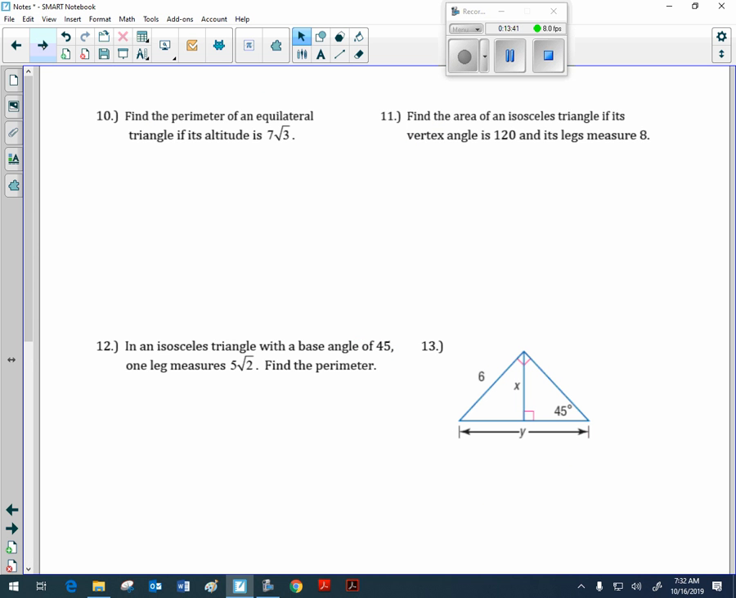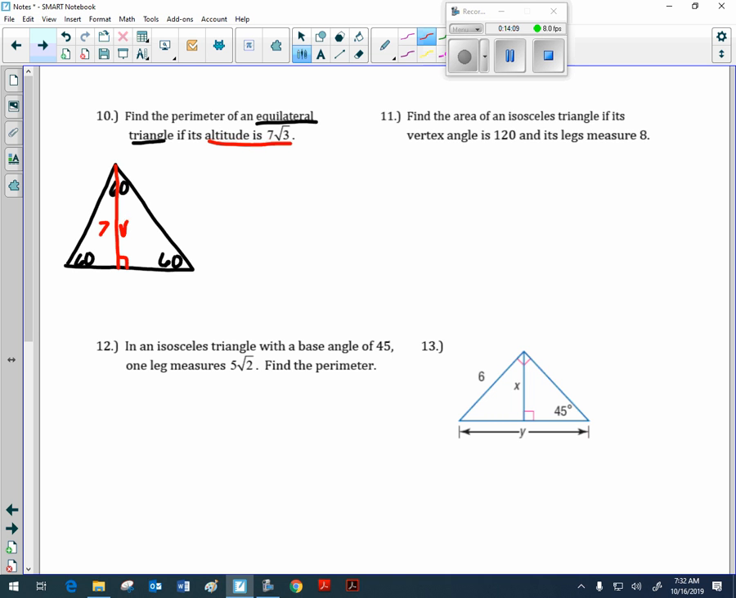When we flip over to question number 10, they're giving us some information. They're telling us that our triangle here is equilateral. We've talked about that. That means we know that all 3 sides are the same, but it also means that we know that all of these angles that are in here are 60. They are telling me that there's an altitude in the triangle. An altitude goes from one vertex across to the opposite side at a perpendicular, and they're telling us that that is 7 radical 3.